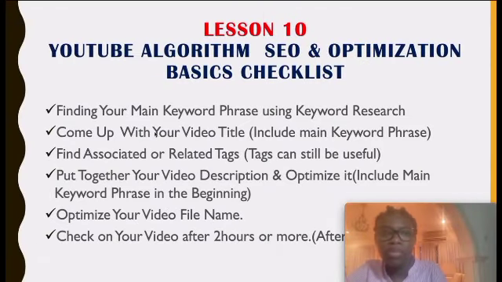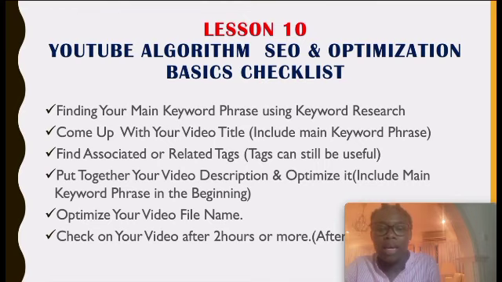You have to make all of them SEO friendly so that when people search, they are able to find your videos. Now, the first thing on this checklist, which we are going to use in optimizing our video, is to find your main keyword phrase using keyword research. We've already spoken about keyword research, researching and then finding what your video is about, and then a phrase or a summary, a short title that you can use to reach your audience.